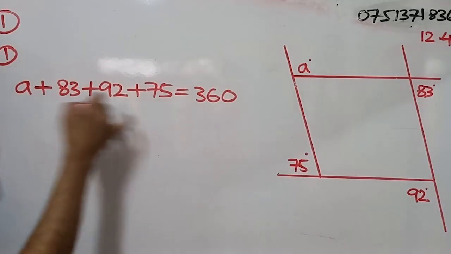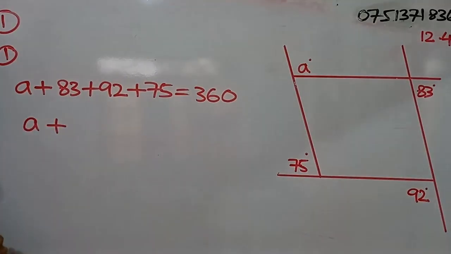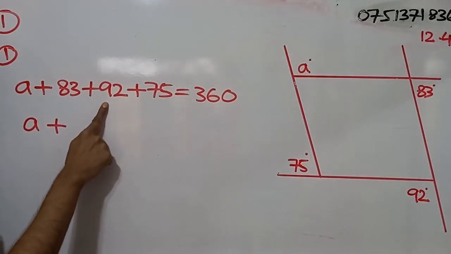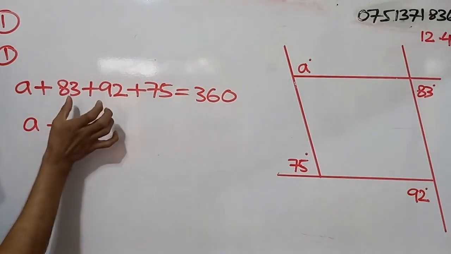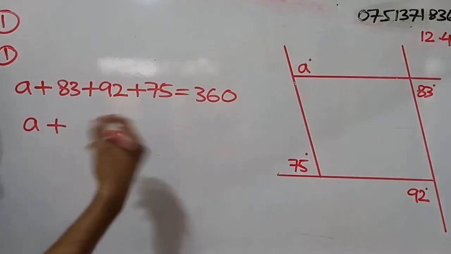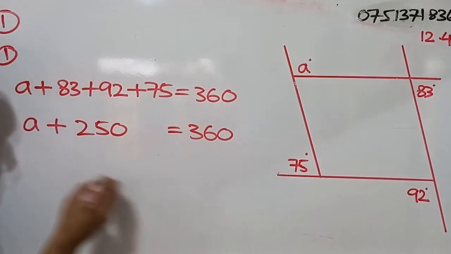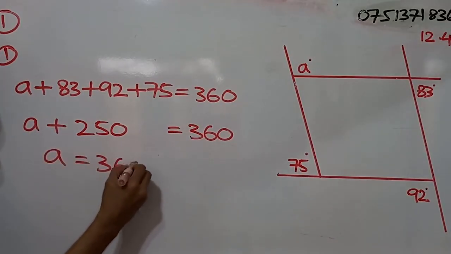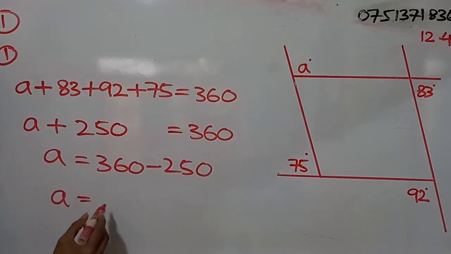So all of these are like terms. So A plus, we have to add these together. So 80 plus 90, that is 170. 170 plus 70, that is 240. So 3 plus 2, that is 5. 5 plus 5, that is 10. So 240 plus 10, that is 250. So this is equal to 360. So A is equal to 360 minus 250. The value of A will be 116 degrees. Always remember, you have to mention the unit.